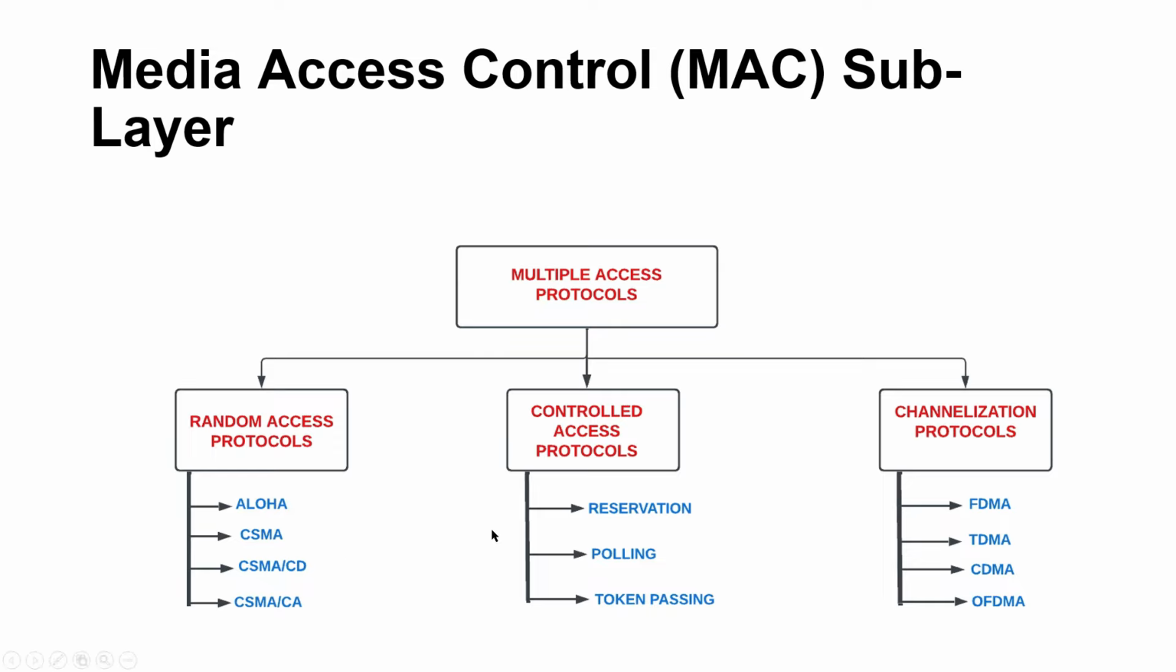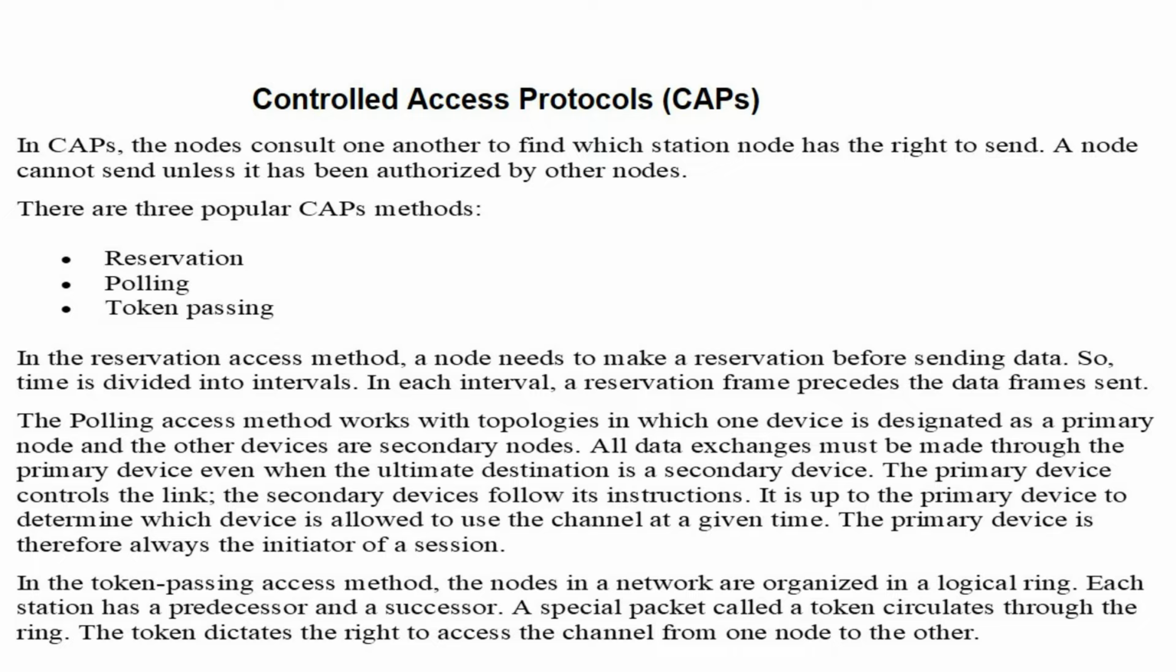The control access protocol has reservation, polling and token passing. The channelization protocol has the subfunctions FDMA, TDMA, CDMA and OFDMA.